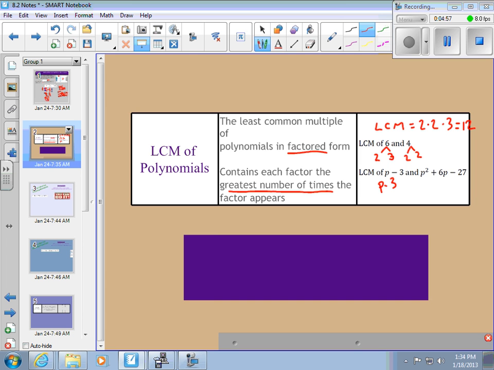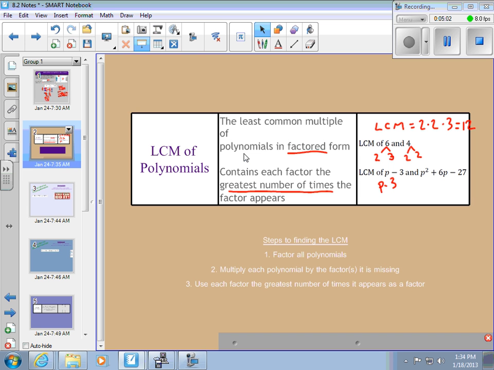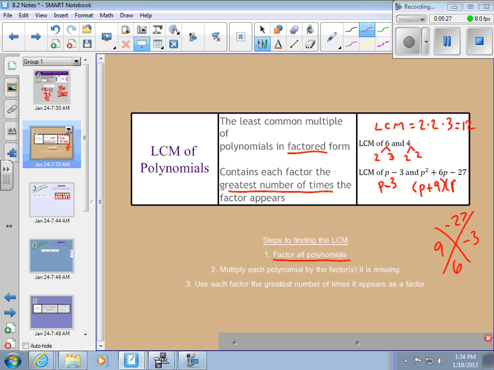When you are working with polynomials, some steps you want to do is look at the factor of all polynomials. What does this one look like when we factor it? Well, let's see. We want to think about what multiplies to negative 27 and adds to 6. Looking at that one, it looks like it would be 9 times negative 3. So we want to factor this one. This would factor to p plus 9 and p minus 3.